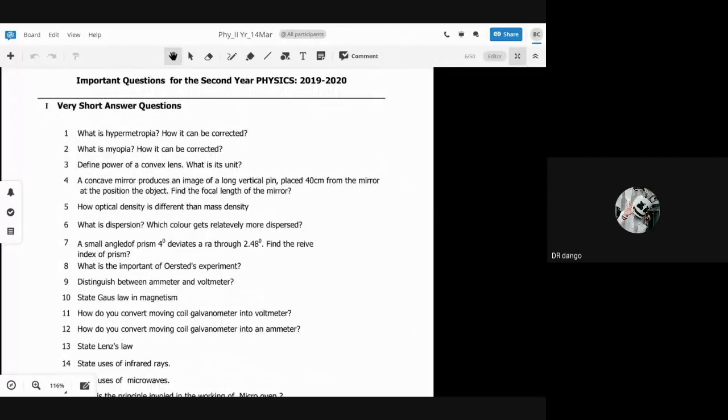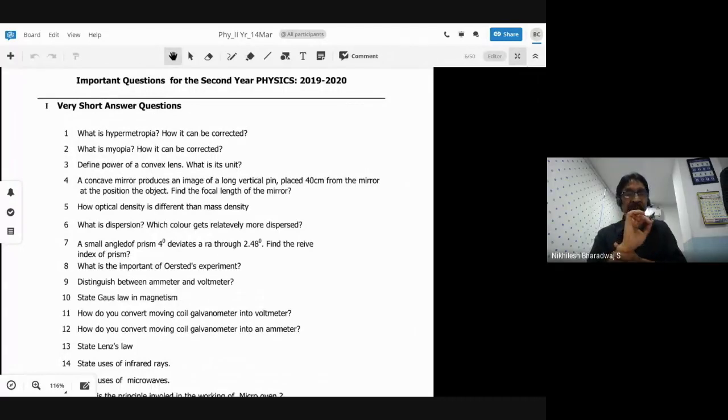Convex lens. Okay, so you have to mention what hypermetropia means: when a parallel beam of light coming from a near object converges behind the retina of the eye, then it is called hypermetropia. It is a defect of the human eye. It can be rectified by using a convex lens.